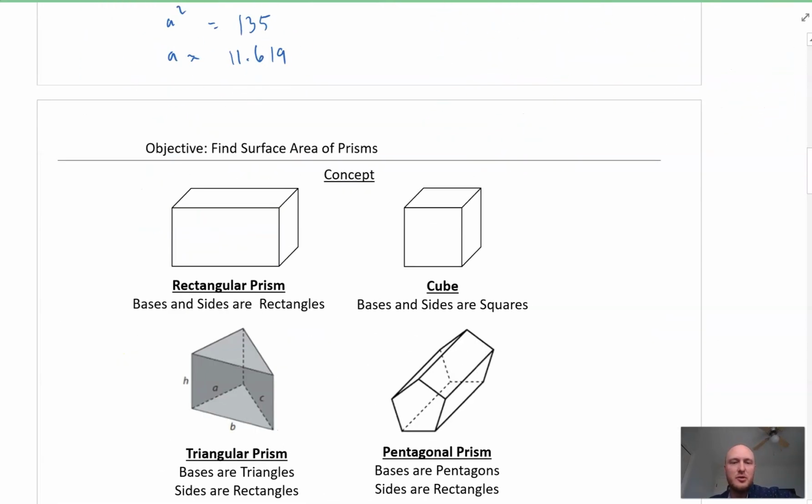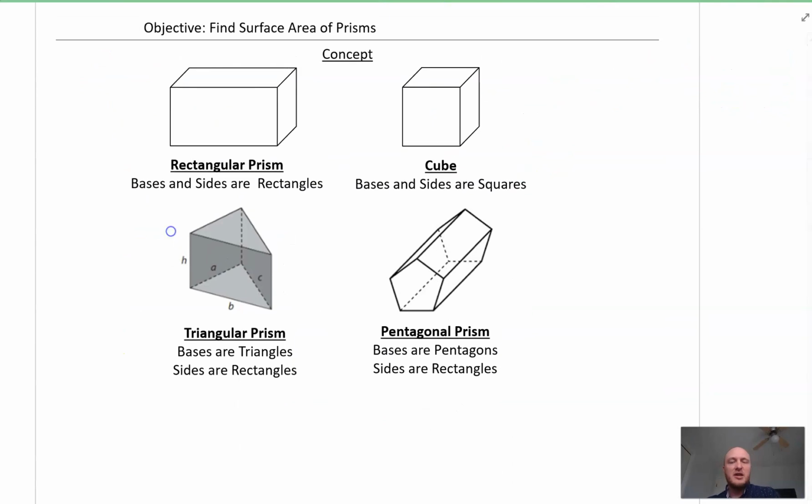All right, so again, here is a prism. All the sides are rectangles, and they're named based upon their base. I have a rectangular prism because this one has a rectangular bottom. Here I have a cube, all the sides are the same. Then I have a triangular prism, the base is a triangle, and here a pentagonal prism, the base is a pentagon.